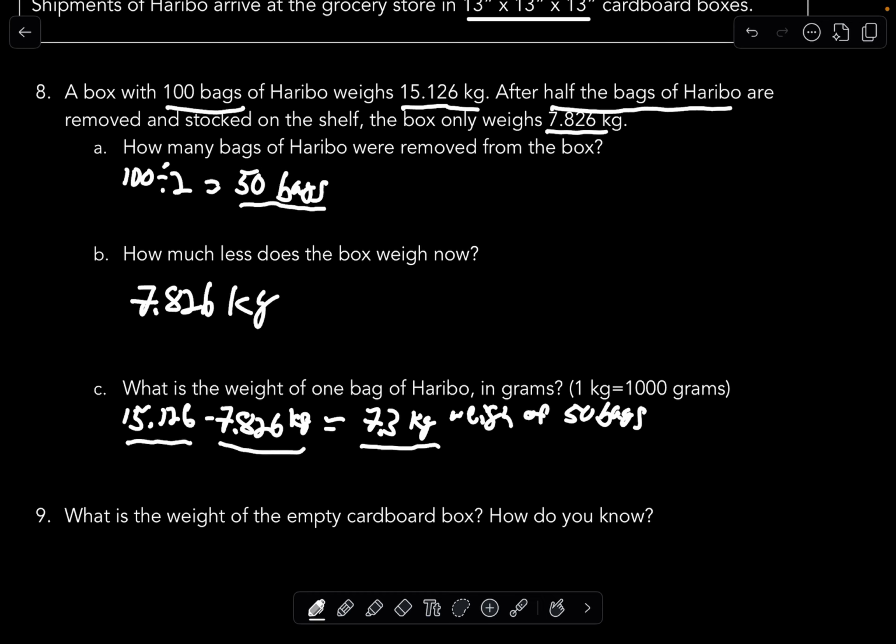So to find the per bag weight, we take the 7.3 kilograms divided by 50 bags, and 7.3 divided by 50 gives us 0.146 kilograms per bag. Since 1 kilogram is 1,000 grams, we just multiply this by 1,000 grams per kilogram. The kilograms divide out and leave you with the weight in grams, which is 146 grams per bag.